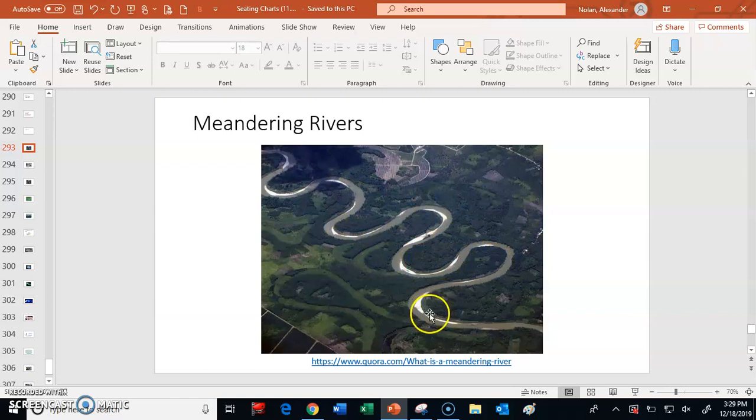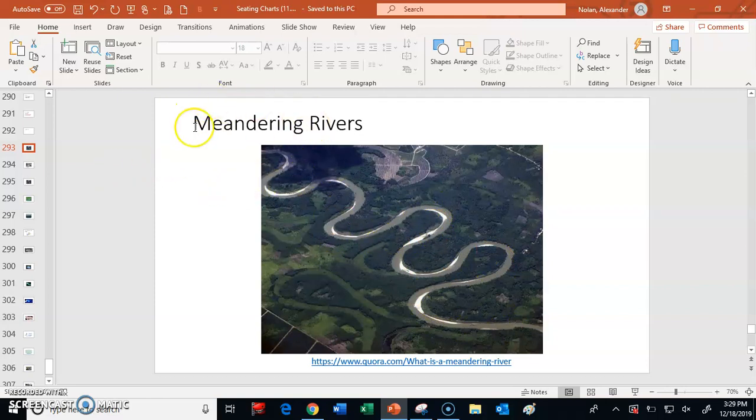Basically, no river flows in a straight line. There's very few of them. In certain places you can find them, but they generally don't flow in a straight line unless they're man-made, in which case that's not really a river anyway, that's a canal. And so this is a meandering river, and depending on where you are in the river, it might meander more or less, but basically pretty much all rivers are going to sort of jog back and forth like this.